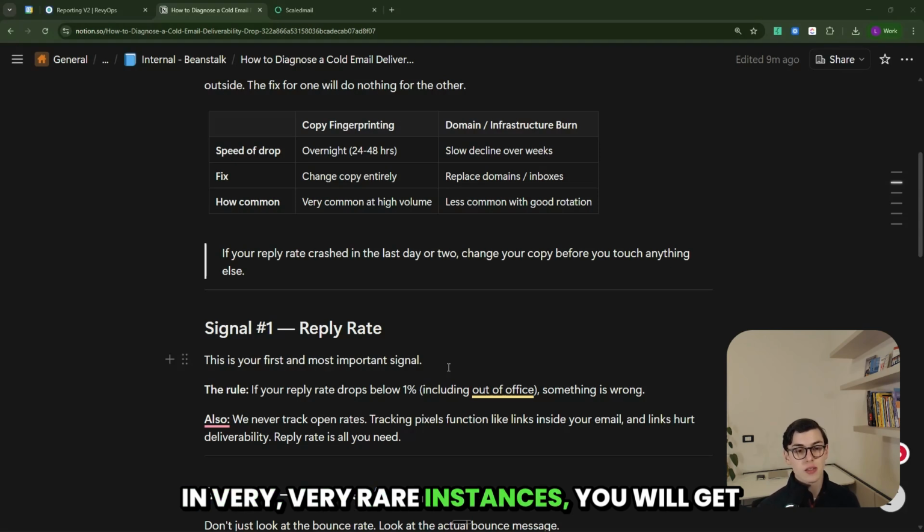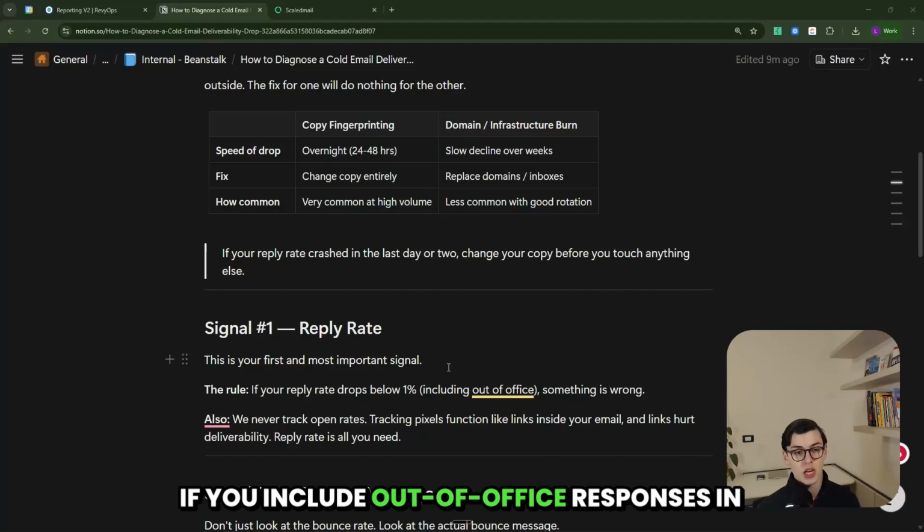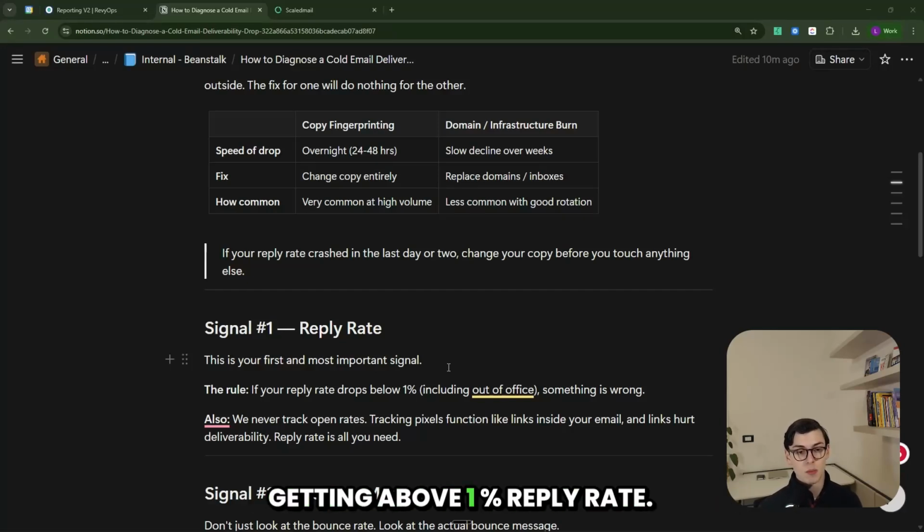In very, very rare instances, you will get a 1% reply rate or lower, and it's just because people don't respond. If you include out of office responses in your reply rates, usually you should be getting above a 1% reply rate.